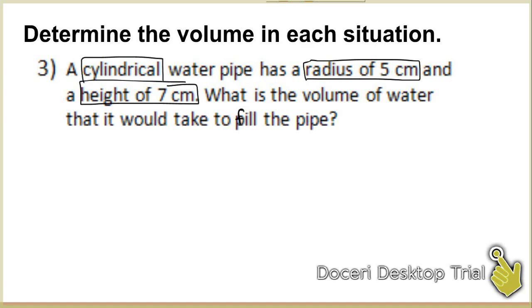So we know with the cylinder, our formula, again, is 3.14, because it's pi, times the radius squared, times the height. So again, we're just filling in what they gave us. They told us our radius was 5 centimeters, so we have 3.14 times 5 centimeters squared. They told us that our height was 7 centimeters. So from here, we're just working this out. When you plug this into your calculator, you end up with 549 and 5/10 centimeters cubed as the volume of this pipe.